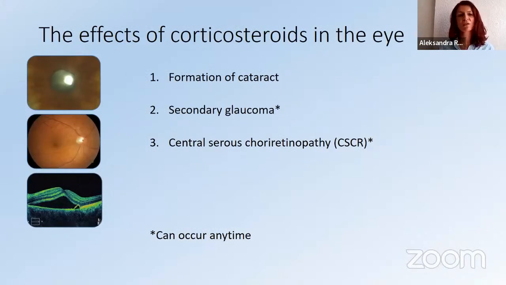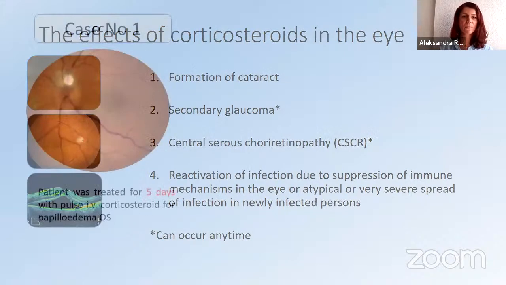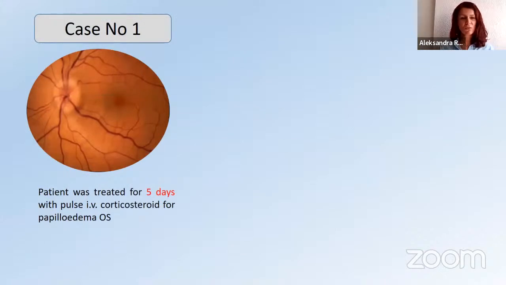So the most common ocular side effects, as we know and as mentioned, are cataract, which usually occurs after longer treatment, then secondary glaucoma and central serous chorioretinopathy, which can occur anytime. However, we must be cautious because corticosteroids can cause reactivation of infection due to suppression of immune mechanisms in the eye, or atypical or very severe spread of infection in newly infected persons. So I would like to show a few cases to emphasize those points.